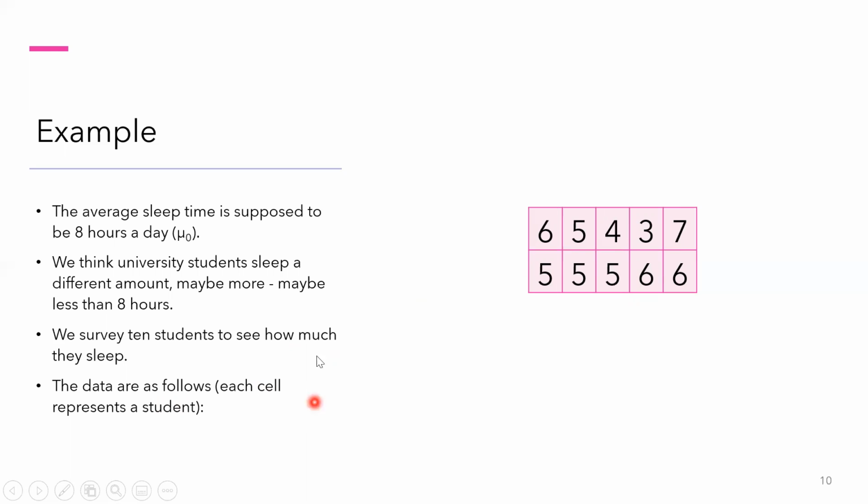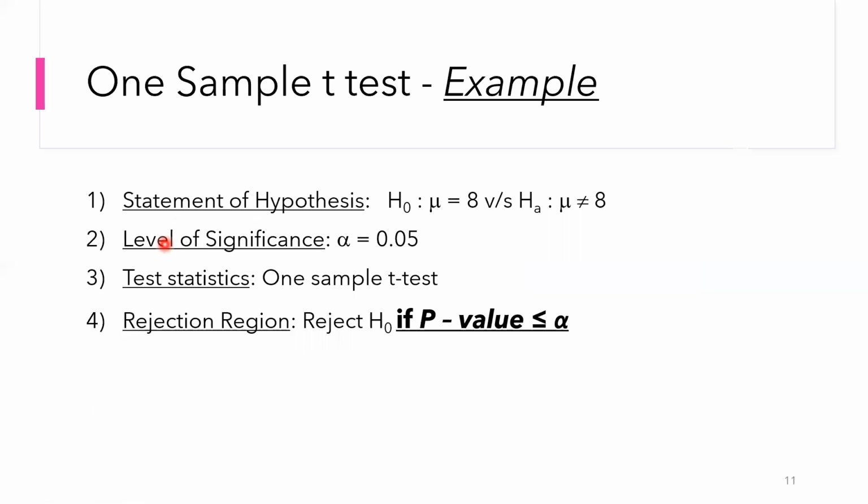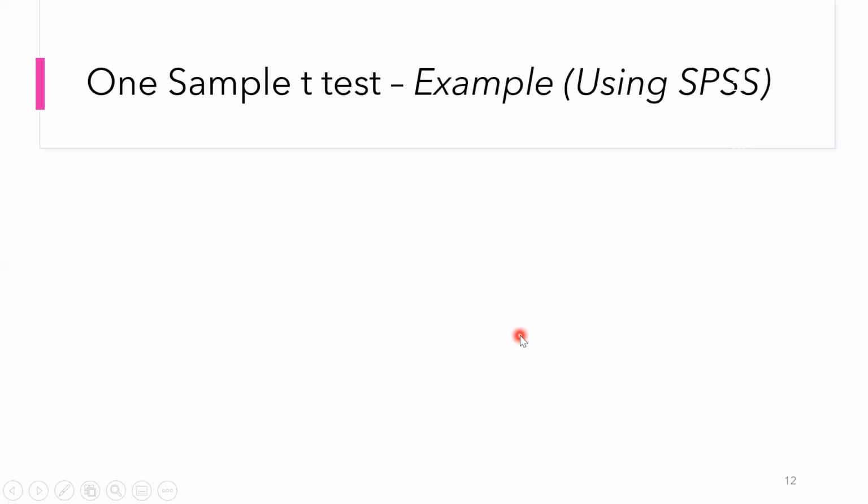So now we have to check whether the data supports our null hypothesis that the sleeping time is 8 hours or not. Again, we have to follow the six steps. The first statement is that mu is equal to 8, the sleeping hour is equal to 8, and the alternative is that the mean sleeping hour is not equal to 8. Then we have to define the level of significance, which is not defined in the question, so alpha is equal to 0.05. The test is the one sample t-test. We will reject the null hypothesis if the p-value is less than or equal to alpha.